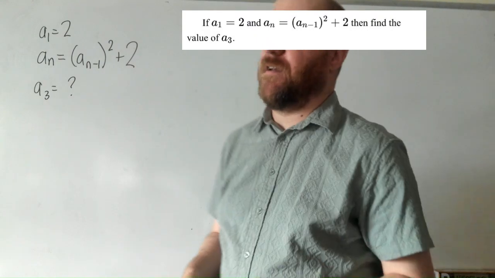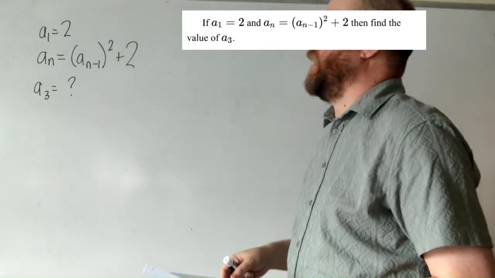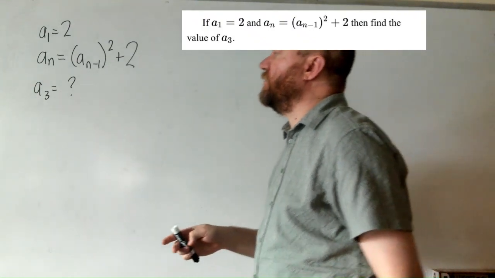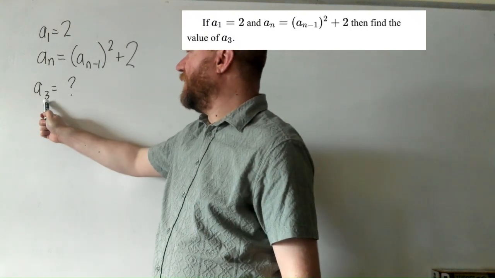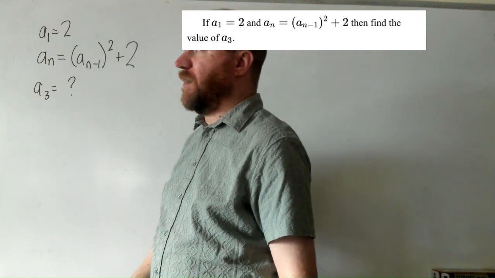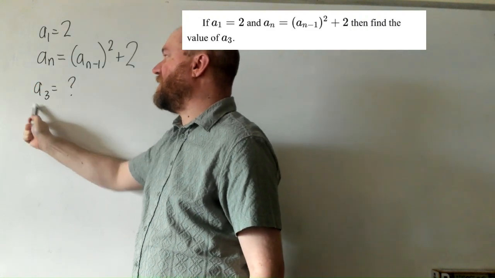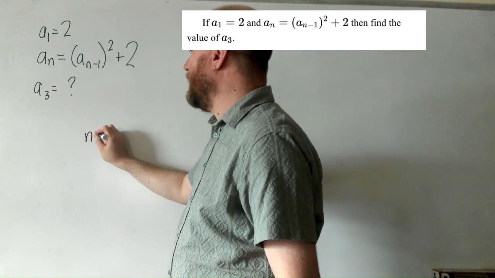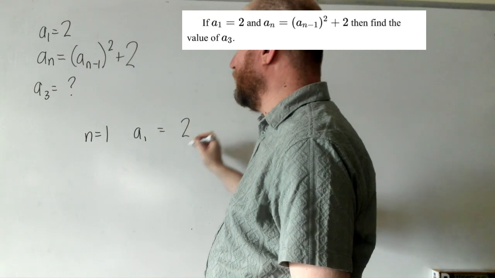All right, next one. A1 is 2. A sub n is equal to A sub n minus 1 squared plus 2. And we want A sub 3. I'm saying sub. These little numbers are called subscripts. So we say that's A sub n, that's A sub 3. So the first number in this pattern is A1, and the answer is 2.